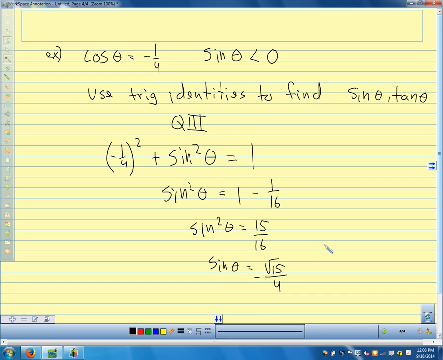And then, what identity can I use to find the tangent of theta from this? Tangent theta equals sine over cosine. So I get minus square root of 15 over 4 divided by negative 1/4. And what do I get? Square root of 15. So just a slightly different way of doing a problem like we did earlier.